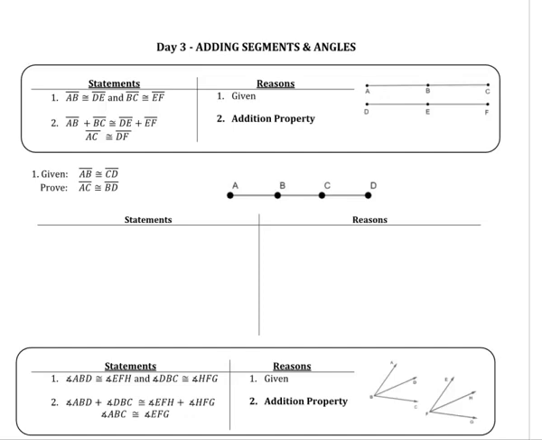So this video is going to go through day 3 of our Unit 3B notes on adding segments and angles. So let's say I know that AB is congruent to DE and BC is congruent to EF. Well, if I add AB plus BC and DE plus EF, doesn't it make sense that these whole segments would have to be congruent to each other?